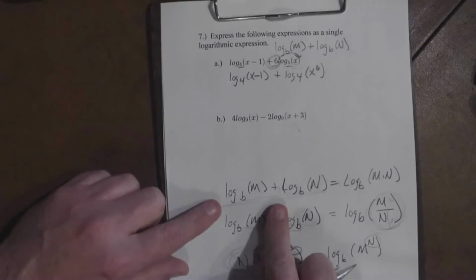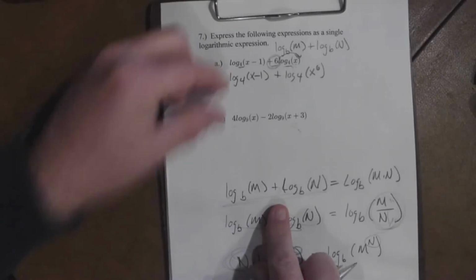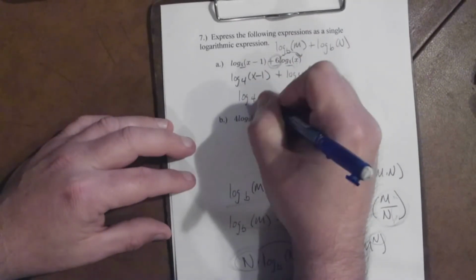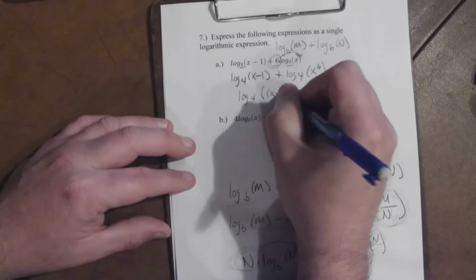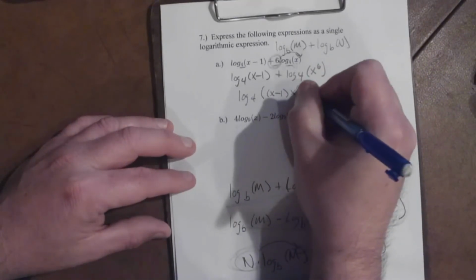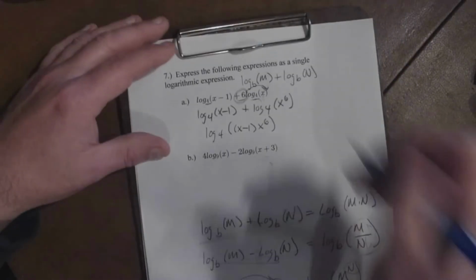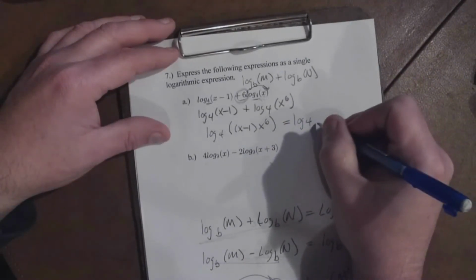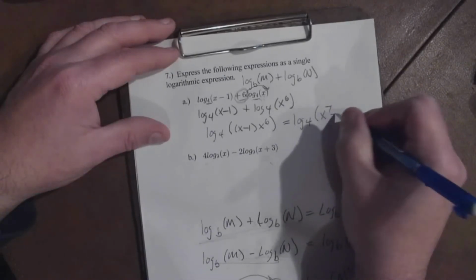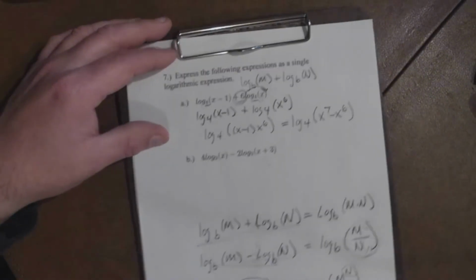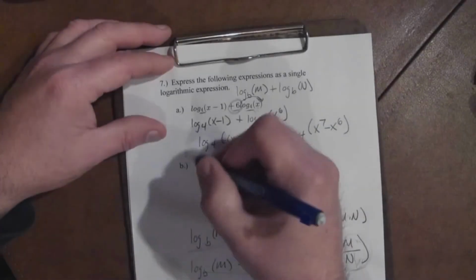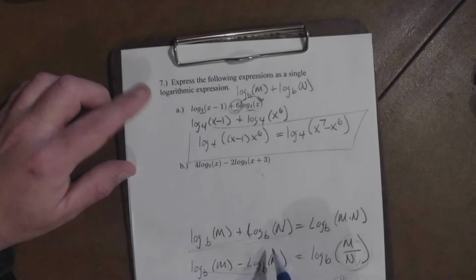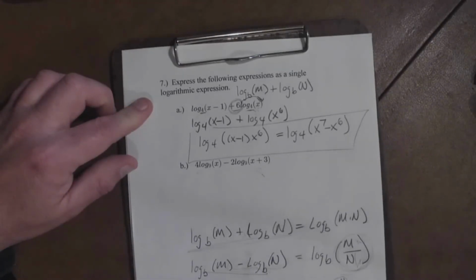where I can now apply this first property and combine those into a single logarithm by writing it as the log base 4 of the quantity x minus 1 times x to the 6th. You could even expand that inside of that logarithm and say here we have the log base 4 of x to the 7th minus x to the 6th if we wanted. All right? Both of those would be expressing the above statement as a single logarithmic expression.